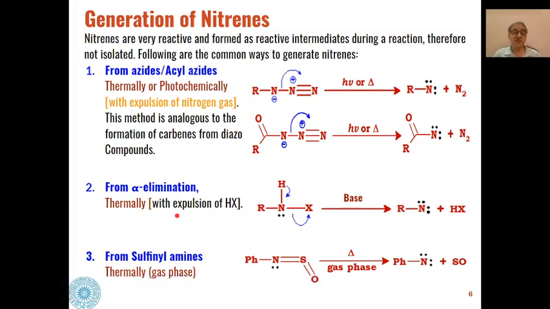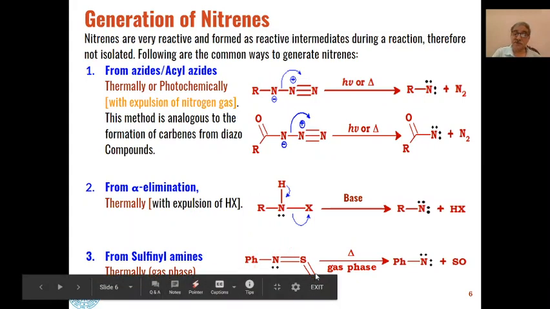Then the third method is from sulfonyl amines, and here when phenyl isothiocyanate, these types of sulfonyl amines, are heated in the gas phase, we will get phenyl nitrenes as the product with the elimination of one molecule of sulfur monoxide.